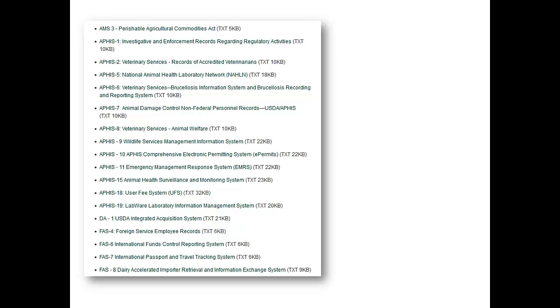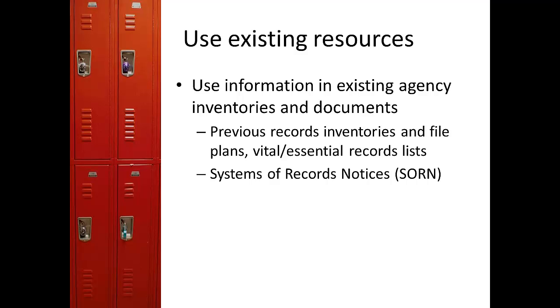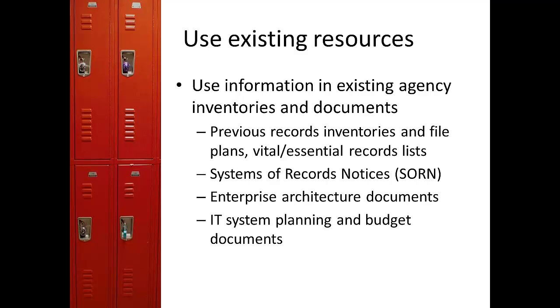They'll often tell you the main purpose of the system, the types of information it contains, the program points of contact, and how the information is used. Your information technology department is a great resource for this kind of information. Any enterprise architecture work they've done, and the IT planning and budget information they collect, like the Exhibit 300 or other planning documents, can really help you identify and examine systems from a records management perspective.